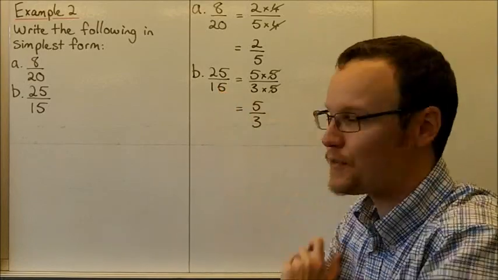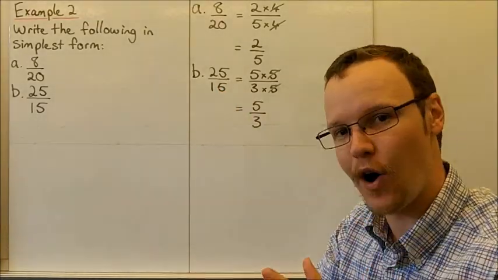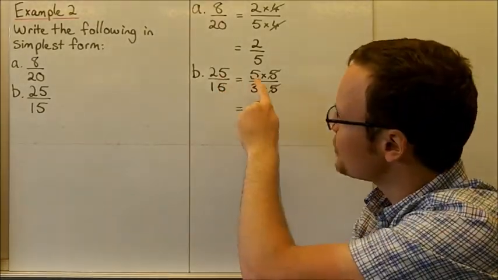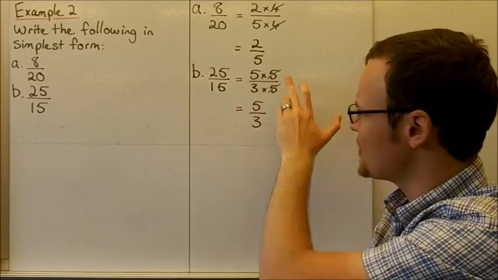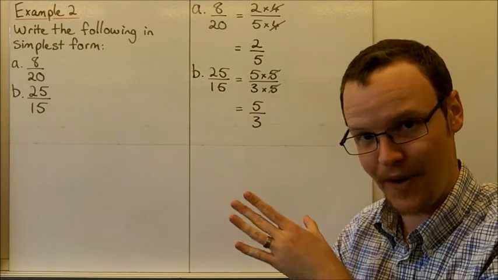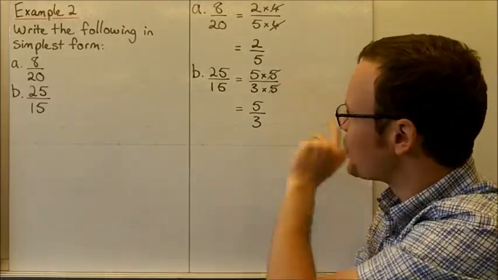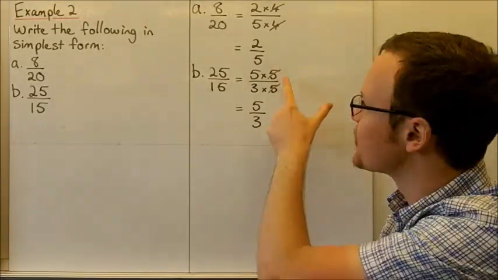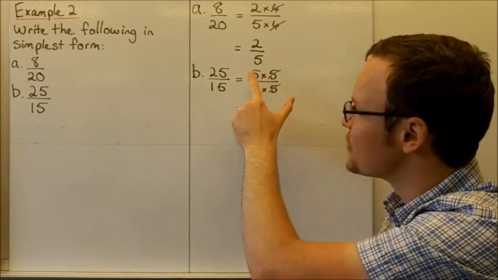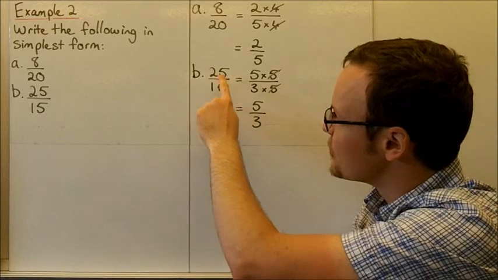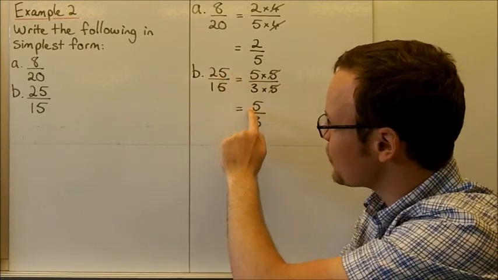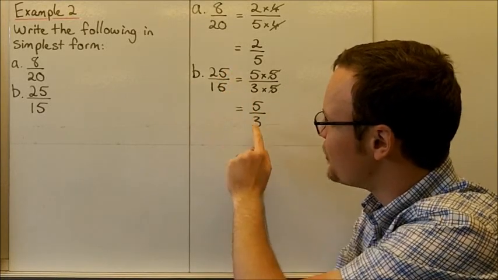For 25/15ths, the highest common factor is 5 for both of these numbers. So 25 is 5 times 5, and 15 is 3 times 5. Once again, we can cancel the 5s, but that's only because 5 divided by 5 is equal to 1. Okay, so that 5 over 5, that's 1. So it's 5/3 times 1. And the answer there is 5/3, because we've divided the top by 5 to get 5, and divided the bottom by 5 to get 3.